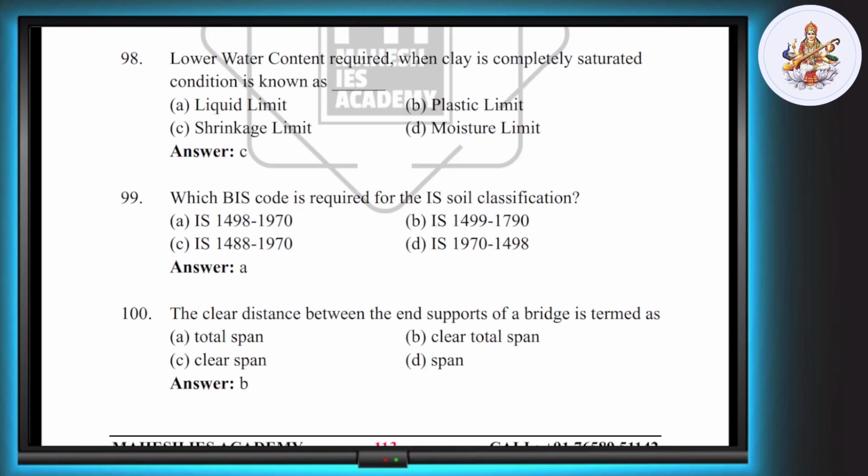Question 99. Which BIS code is required for the IS soil classification? Correct answer A. IS 1498 to 1970. Explanation: this is the standard used to classify soil types based on properties like grain size and plasticity.